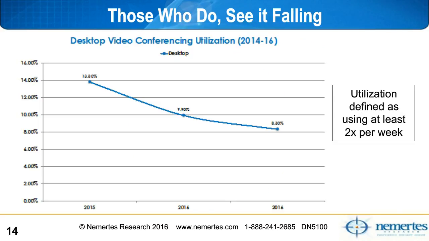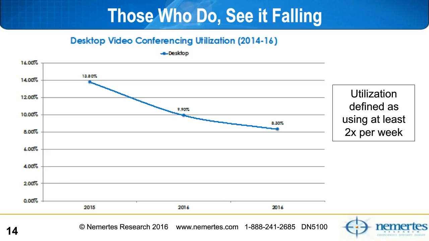Those who do measure utilization have actually seen it falling. Looking at the percentage of people that use it 2 times per week, it's going down. So we have a bit of a disconnect here. We've got the demand for video. We've got the digital transformation that's driving use of video, familiarity, more video available. It's more out there. People want it, but they're actually using it a little bit less. So the question becomes why?